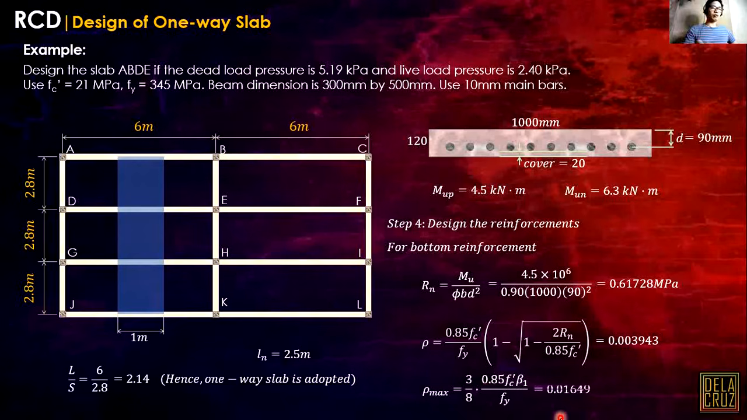If we substitute those values, ito yung lalabas na rho maximum. Okay? 0.01649. Now, as you can see, the rho maximum is greater than the rho. That means okay siya. Hindi siya lumagpas sa rho maximum. Pag lumagpas ito, that means idodoble niya ito.